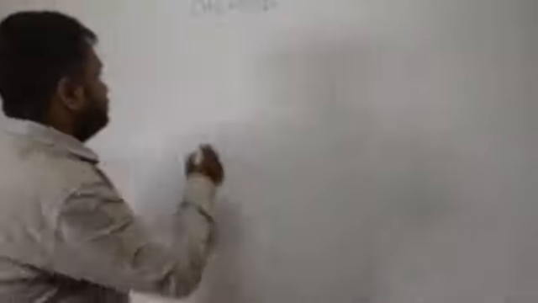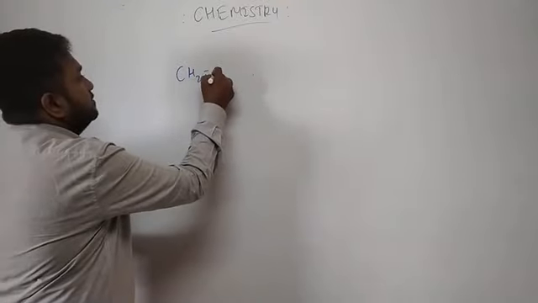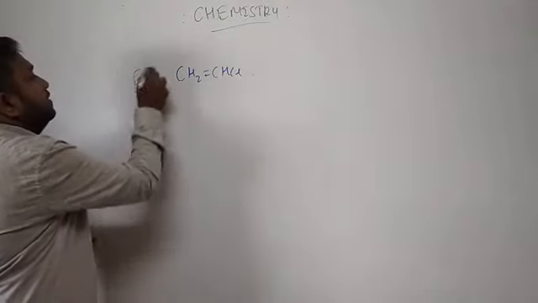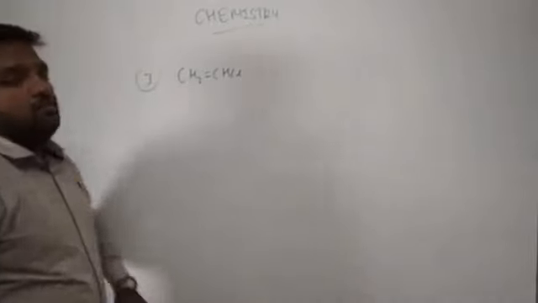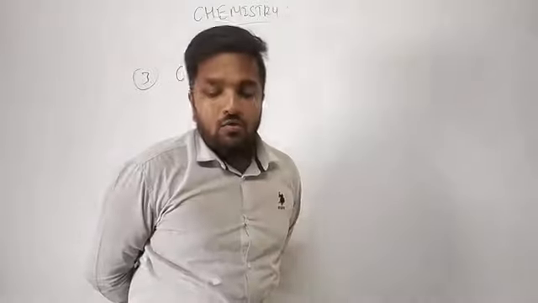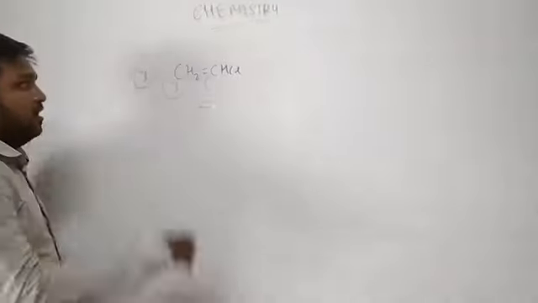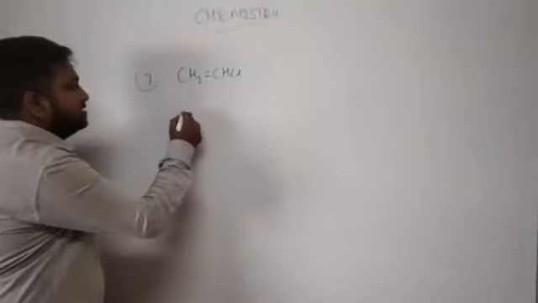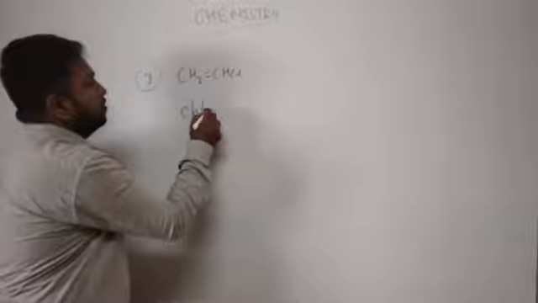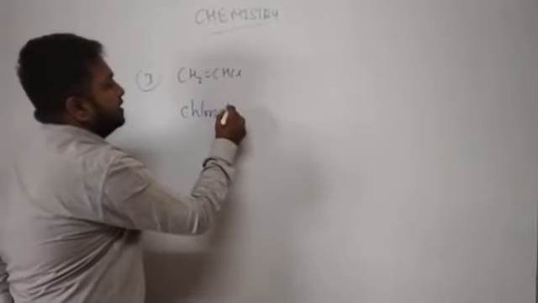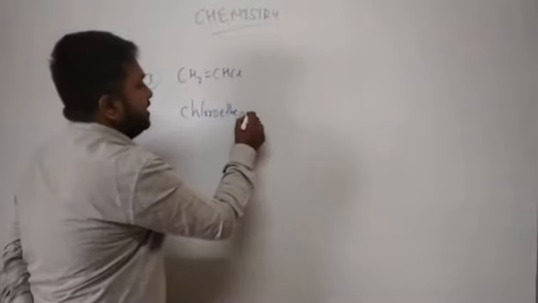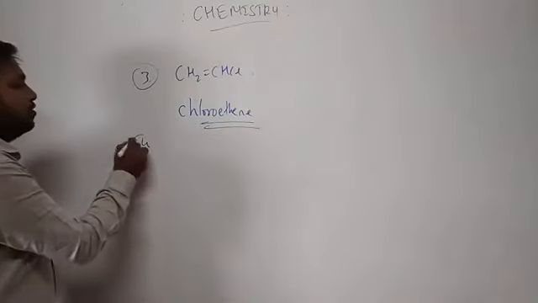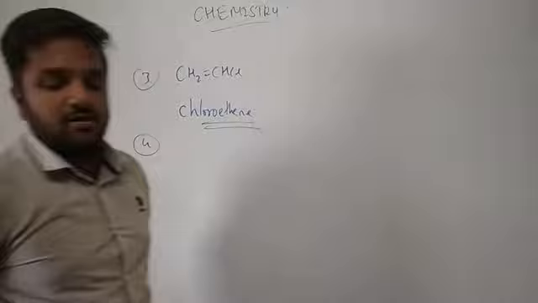The next example is CH2=CHCl. Yes, students, in this case we have a double bond. Only two carbons, but we have a double bond. So it is chloro, 2 carbon, eth, and they have a double bond. So eth. This is chloroethene. This is the compound.